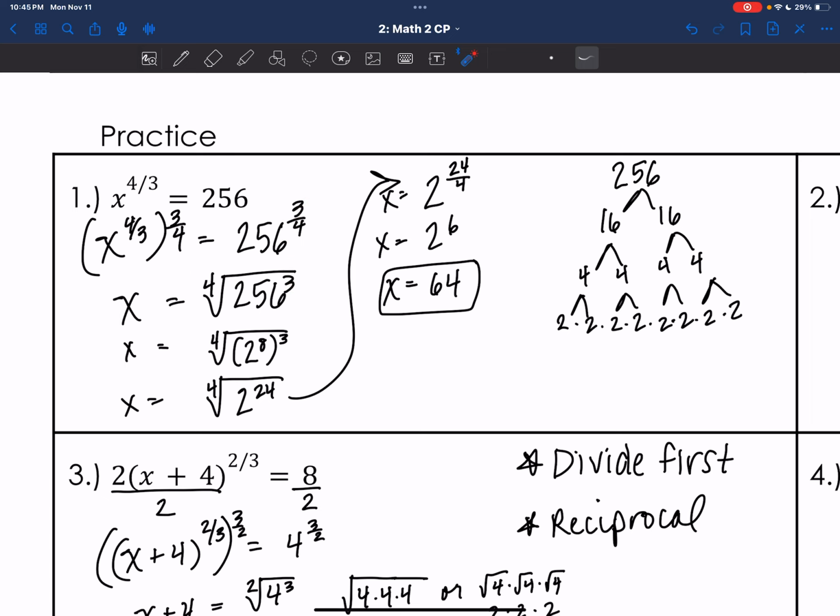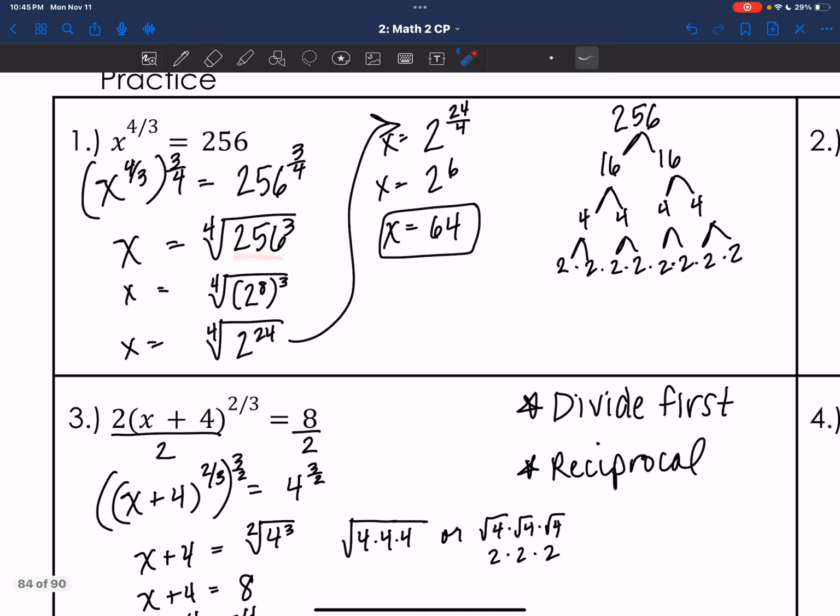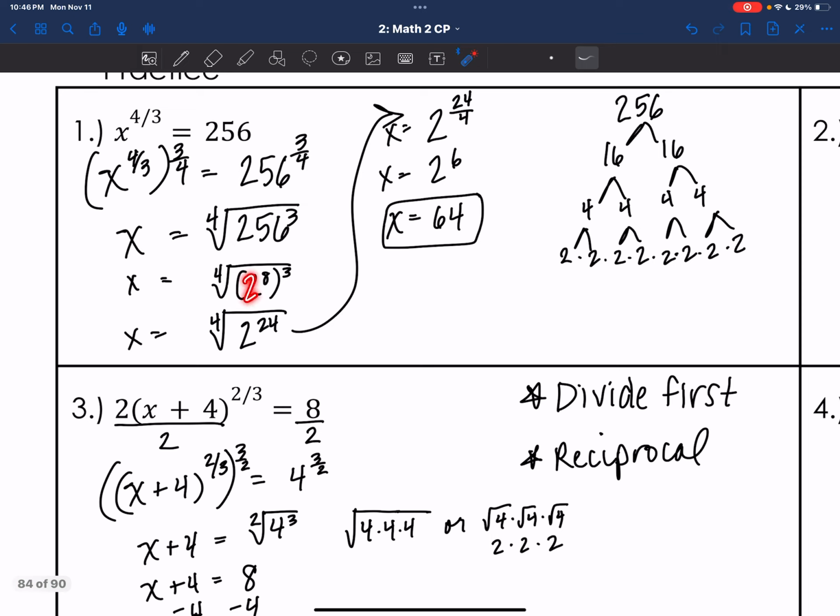Now that you got that, let's break this down into something that's divisible by 4. We've got 2 to the 8th power, and one way to think about it is to do a factor tree like what I did here and factor it out. So I got 2 to the 8th times 3, and that's going to give you 2 to the 24th. So now we can move it up here. X is 2 to the 24th over 4. This simplifies nicely to 6. So now 2 to the 6th power is 64, and that's your answer.